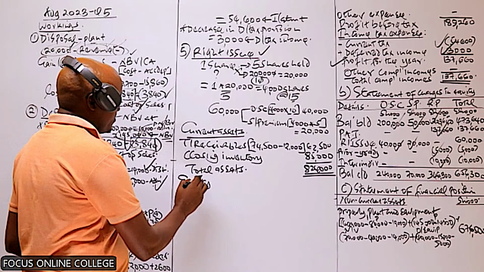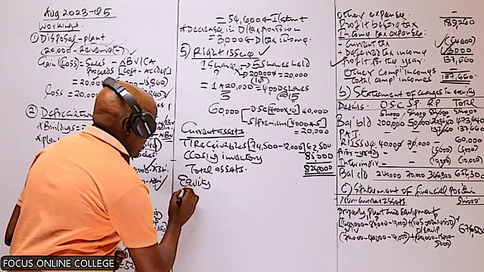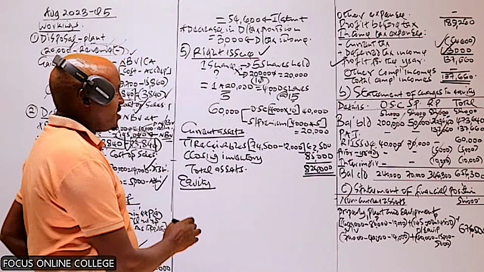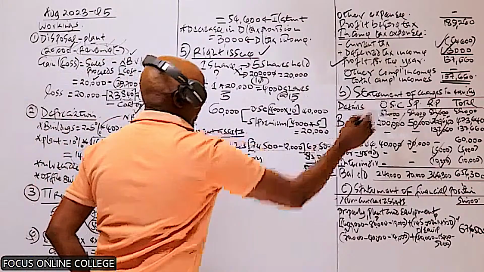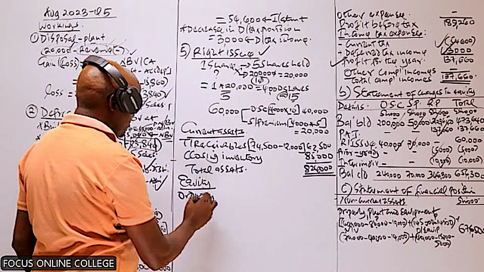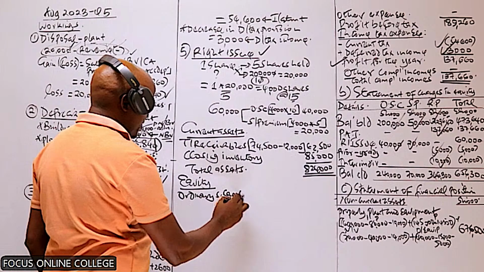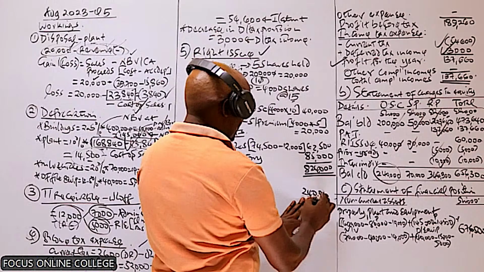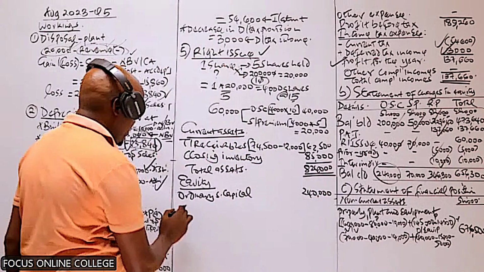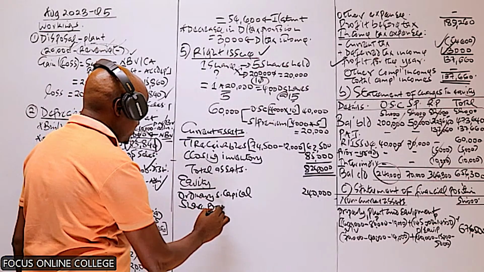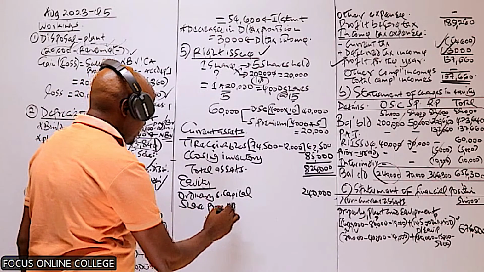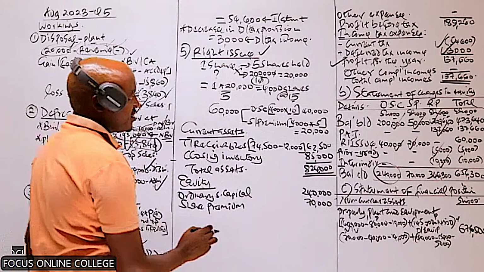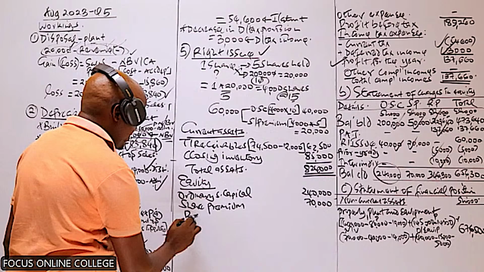Okay, so we move and now record items of equity. For items of equity, remember, we have these figures here. Where do we get these figures? From the statement of changes in equity. The first item is ordinary share capital, which we bring here as 40,000. Then from there we have share premium, which is 70,000. And then we have the retained profit.